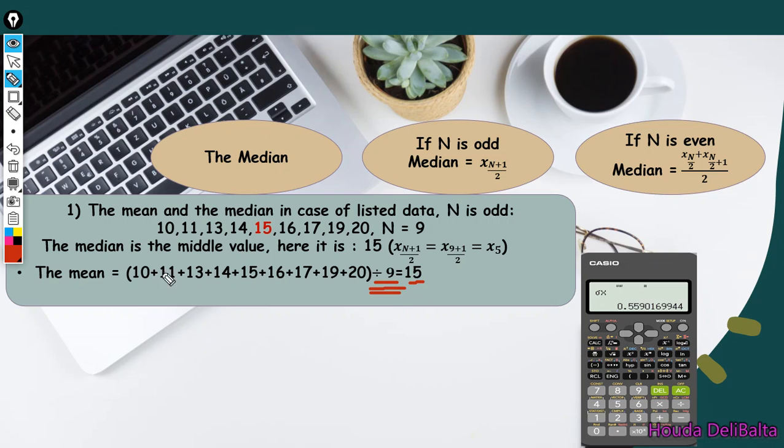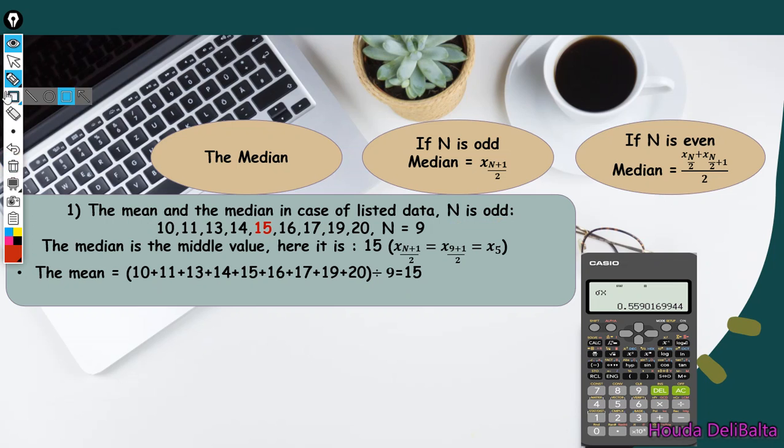It happens here that the mean and the median are equal, but it's not a rule at all. And the mean here is 15. It's a value among these values. So that's about the median and the mean in case of listed data and in case n, which is the total number of the values, is odd.